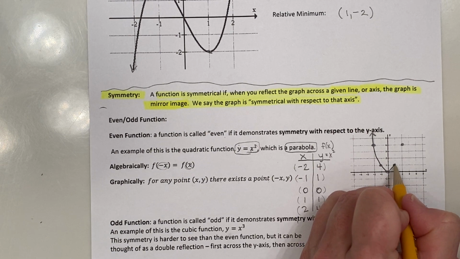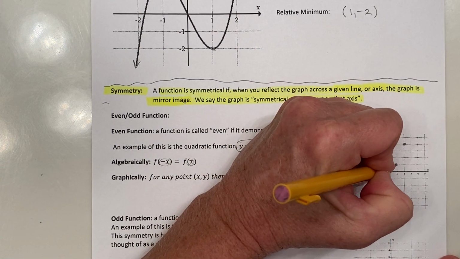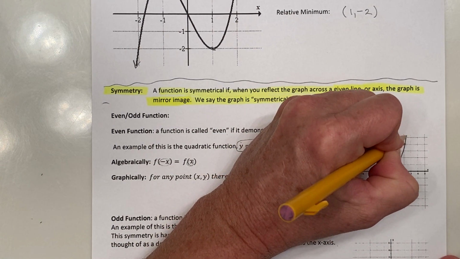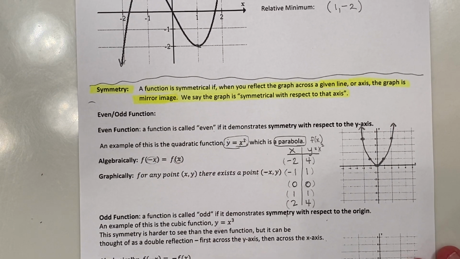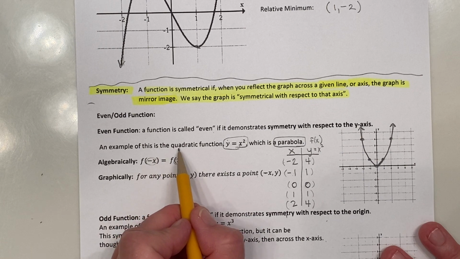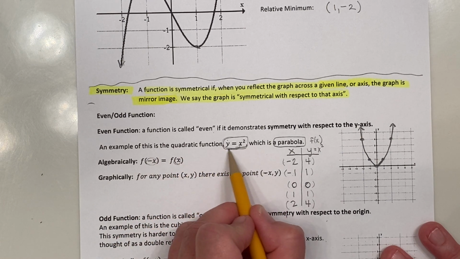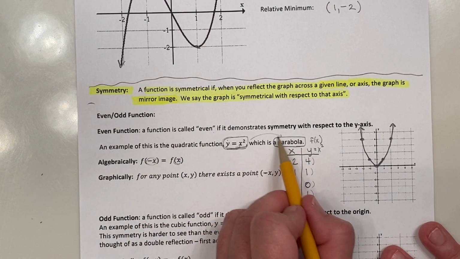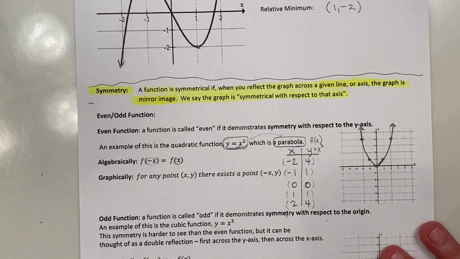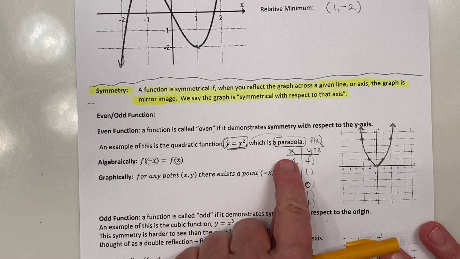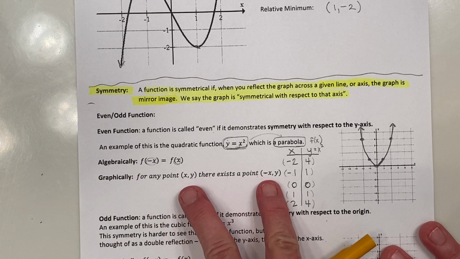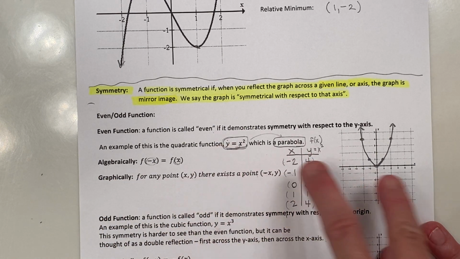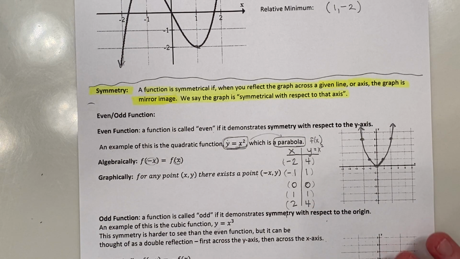And then here, I'm going to swing around. It's not sharp, it's real rounded here. And then I'm going to extend off the grid a little bit. So it says an example of an even function is this quadratic function y equals x squared, which also has the name parabola. So algebraically, we have opposite x's and the same y's. Graphically, we have x coordinates that are opposite with the same y's. We've seen all that.